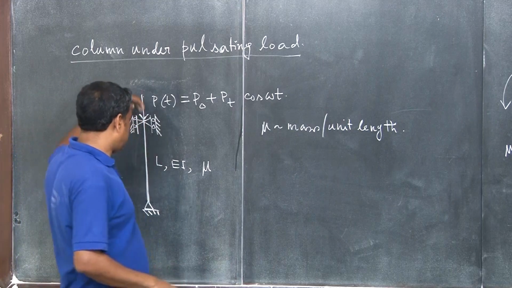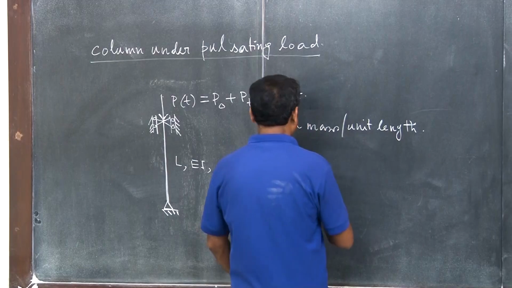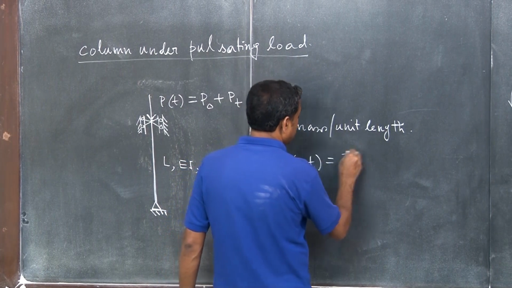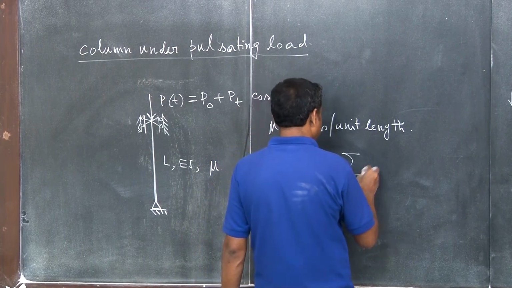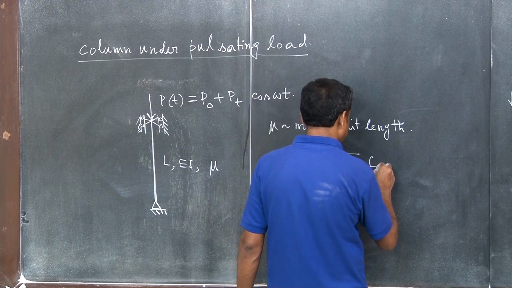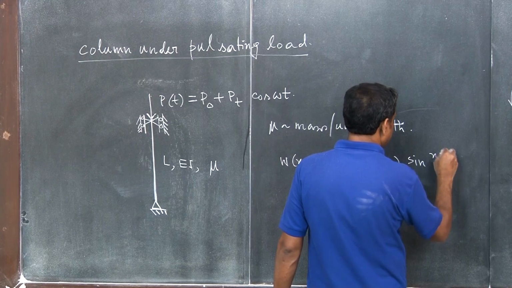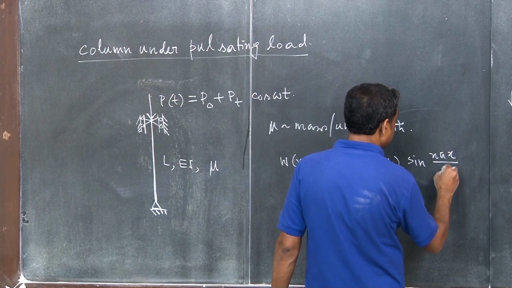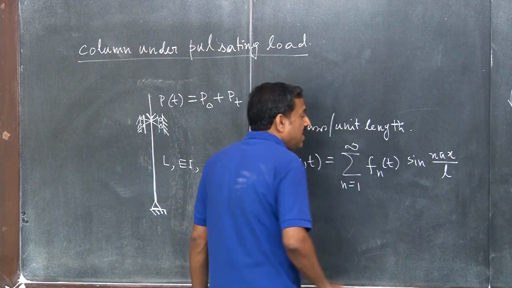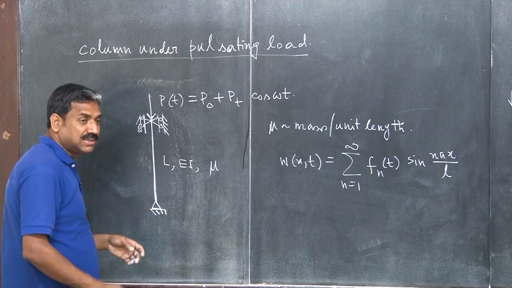So, of course, we must allow axial deformation. With this, we can assume w(x,t) as a sum of terms f_n(t) sin(n pi x / L), with n from 1 to infinity. Here n pi x upon L means this will take the different harmonics in the sine.